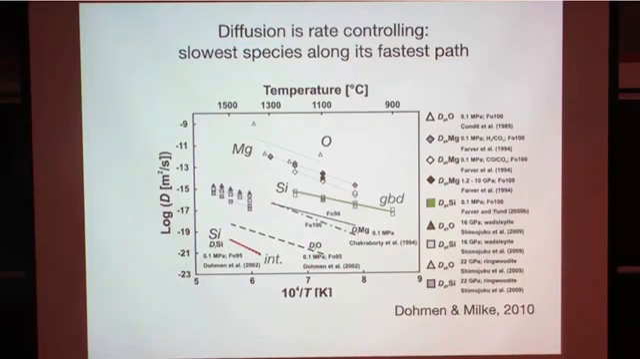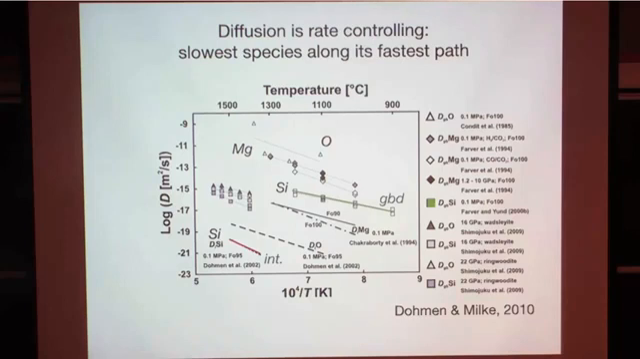And the other part is magnesium diffusion along grain boundaries is faster than silicon, and oxygen diffusion is even faster, right? But if you want to deform the whole crystal, you have to diffuse all of the constituents. You can't just diffuse oxygen. You won't have olivine left anymore. So in the end, diffusion is rate controlling during that deformation. During diffusion creep, diffusion is rate controlling, and it's the slowest species, silicon, along its fastest path.